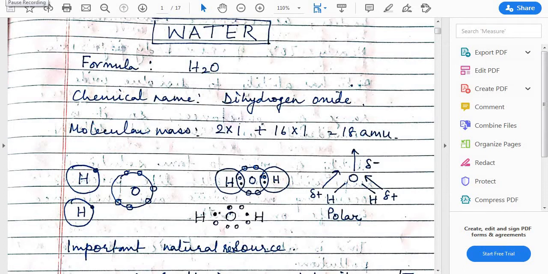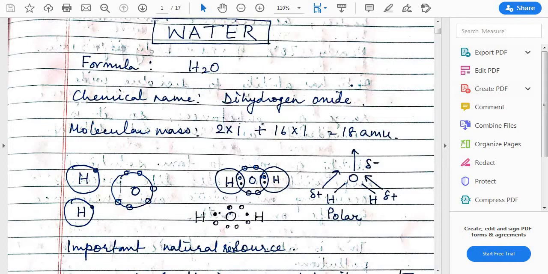Hello children, we'll be starting the third chapter and the first unit, that of water. You can see the syllabus from your book, whatever is written, and everything is very important if you consider the next class, that is class 10.